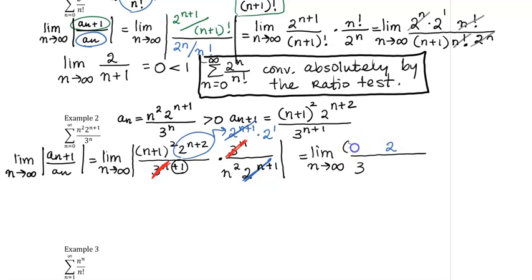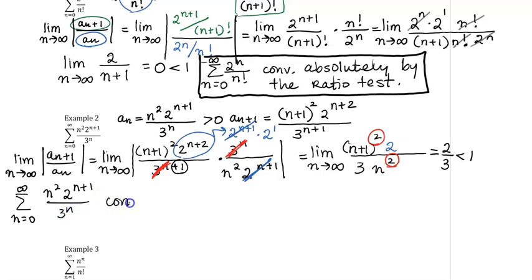We do still have that n plus 1 there. Now the degree of the numerator matches the degree of the denominator, and so we can conclude that this limit is 2/3, which is less than 1. Therefore, this series converges absolutely by the ratio test.